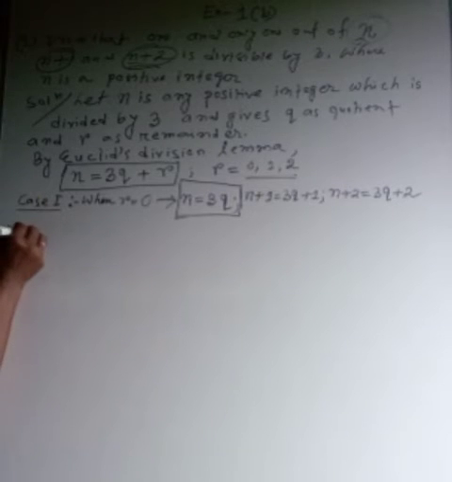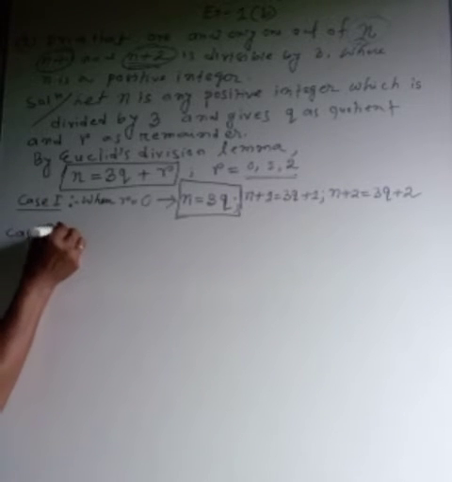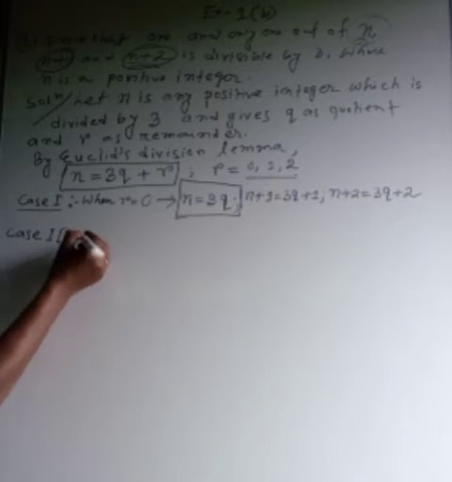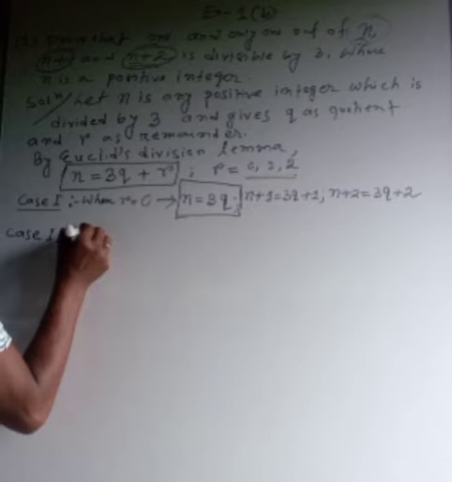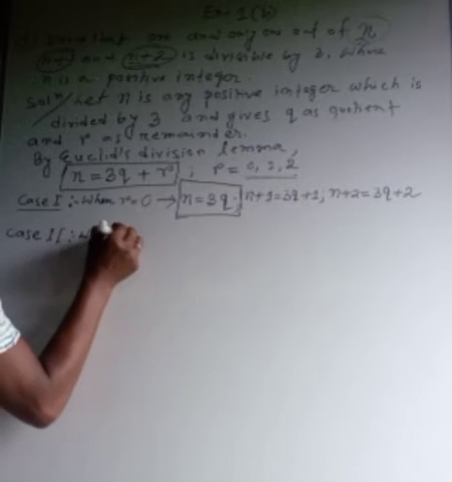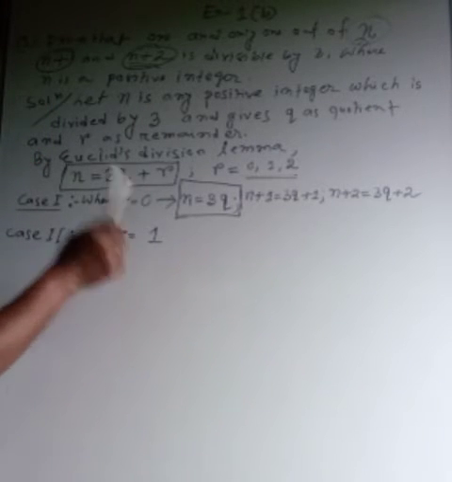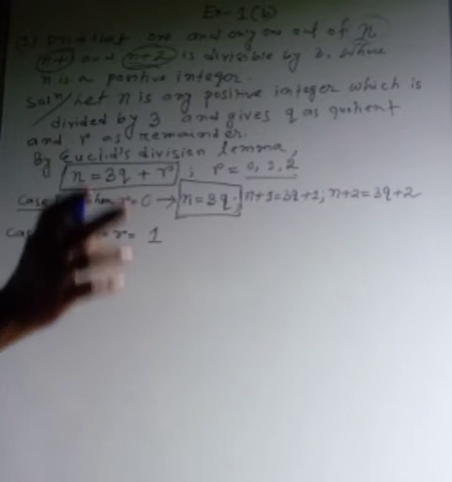Now we can go for case 2. Case 2 means what? When r equals 1. So the r value we have to use is 1. The first one is what?